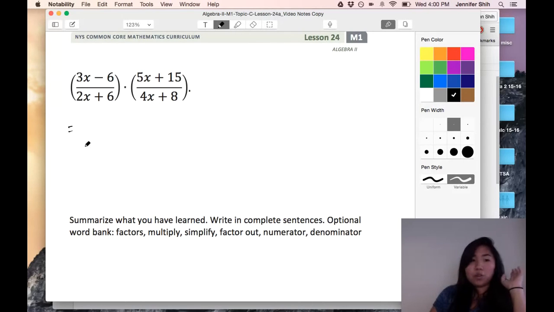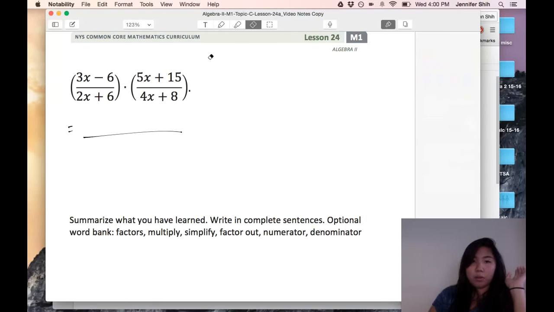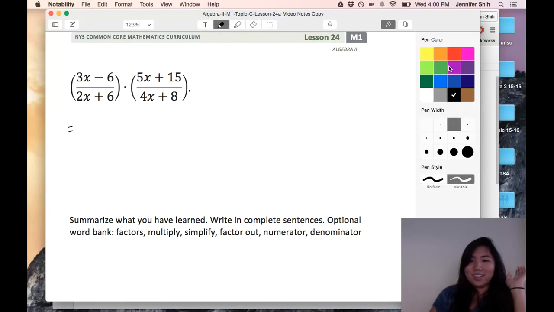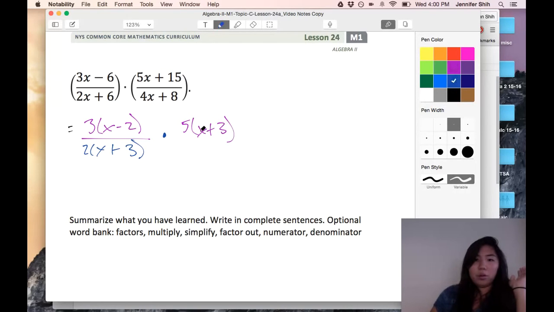So I'm going to factor first. So let's do the same thing. 3x minus 2 over 2x plus 3 times, I'm going to take out a 5 here, x plus 3, over, I'm going to take out a 4 in this denominator, x plus 2. Now what I'm going to do is I'm going to multiply across.